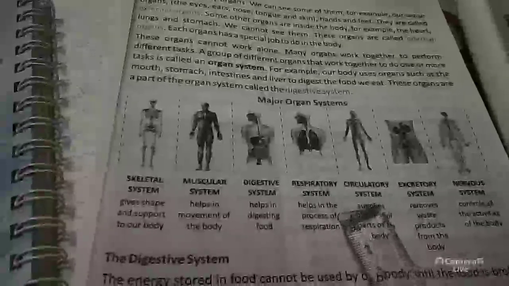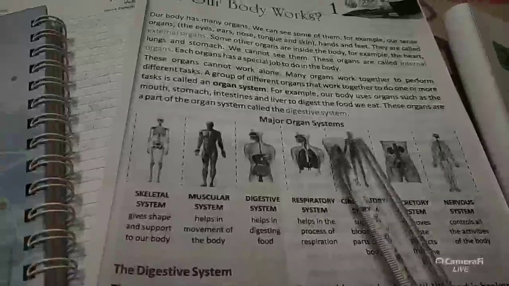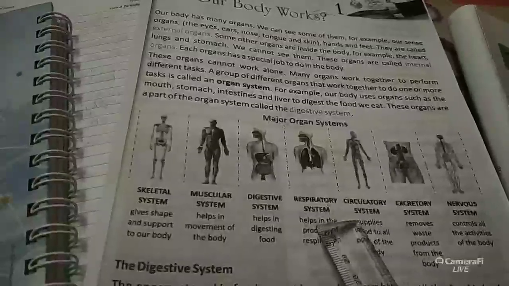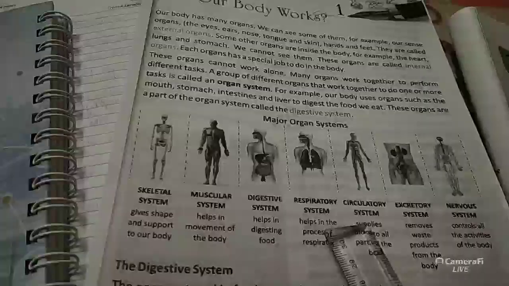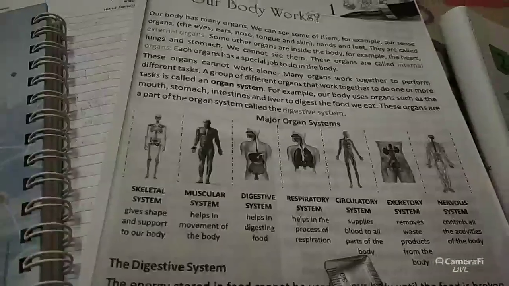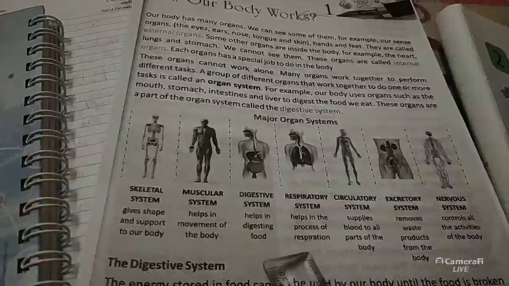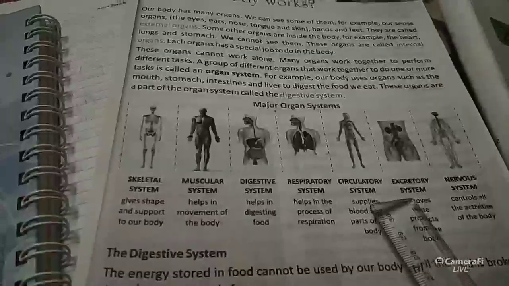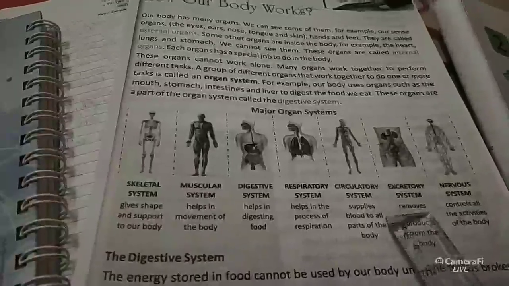Now the circulatory system. You can see our blood vessels and blood, heart, all things functioning together. Circulatory system means it supplies blood to all parts of the body. Respiratory system helps in the process of respiration, meaning breathing. Excretory system means kidney is working here, blood is working here.